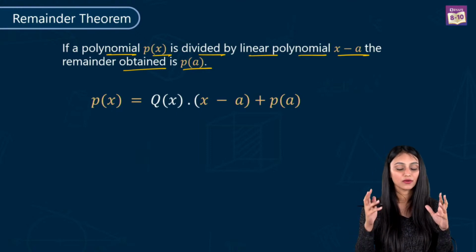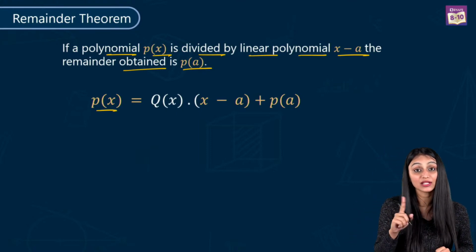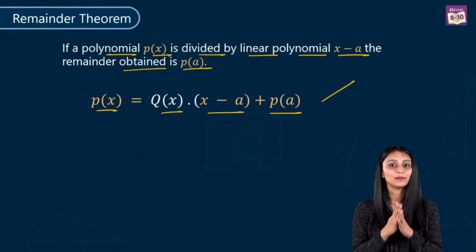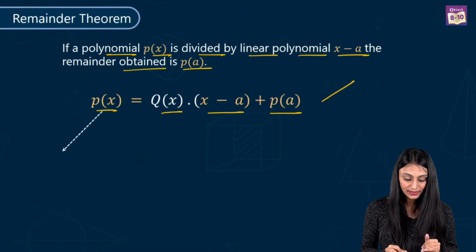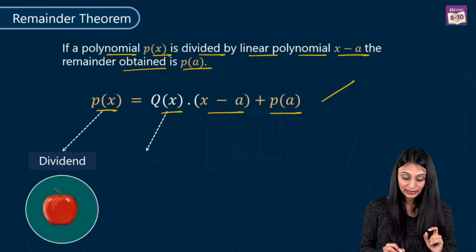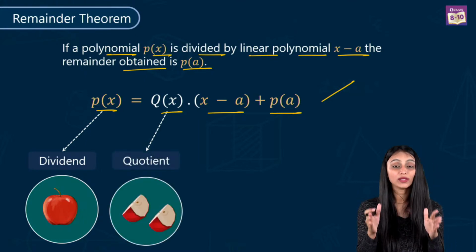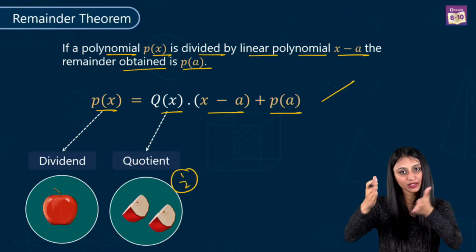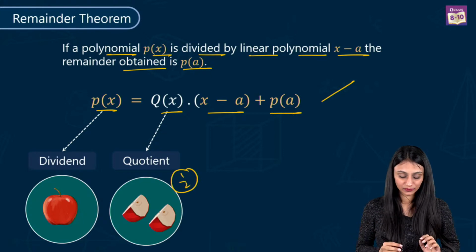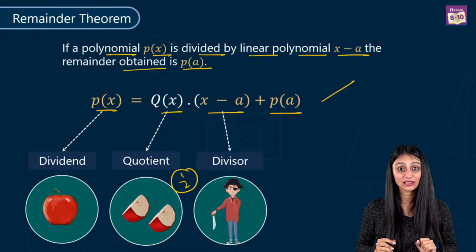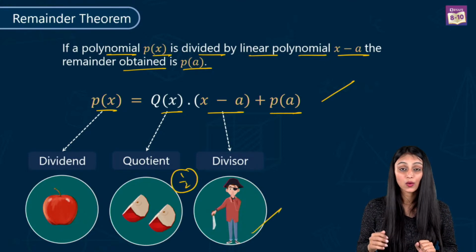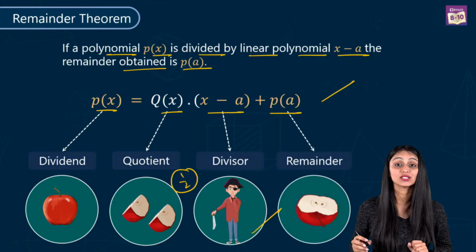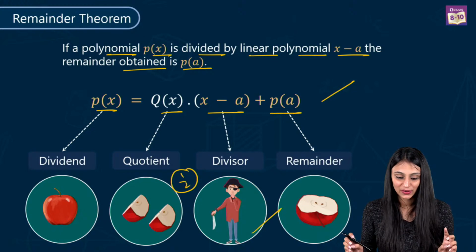Let's take a look at this formula. This p(x) is your dividend. This is q(x), this is x minus a, plus p(a). Now if I compare this theorem formula with the animated characters that we have used, p(x) over here is the dividend, depicting the apple. This q(x) is the quotient, which is showing half of the apple, and that half was further divided into 1/4 and 1/4, right? Then this x minus a is the divisor, which depicts a person with a knife cutting this apple. Then we have p(a), which is the remainder, exactly 1/2 of the apple.